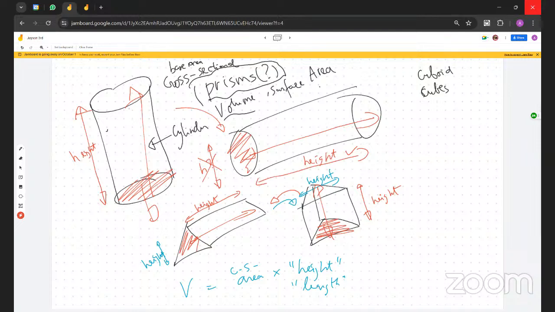Now you don't say something like, hey, the cross-sectional area is a triangle, right? Triangle throughout. Hey, a triangle also has a height, so I'll use the height of the triangle. That's nonsense. That's wrong. You don't say that.